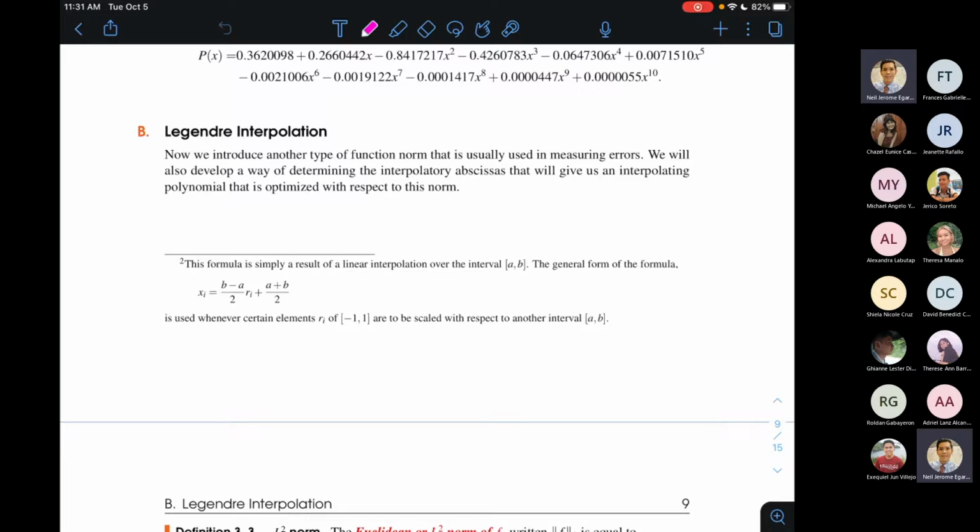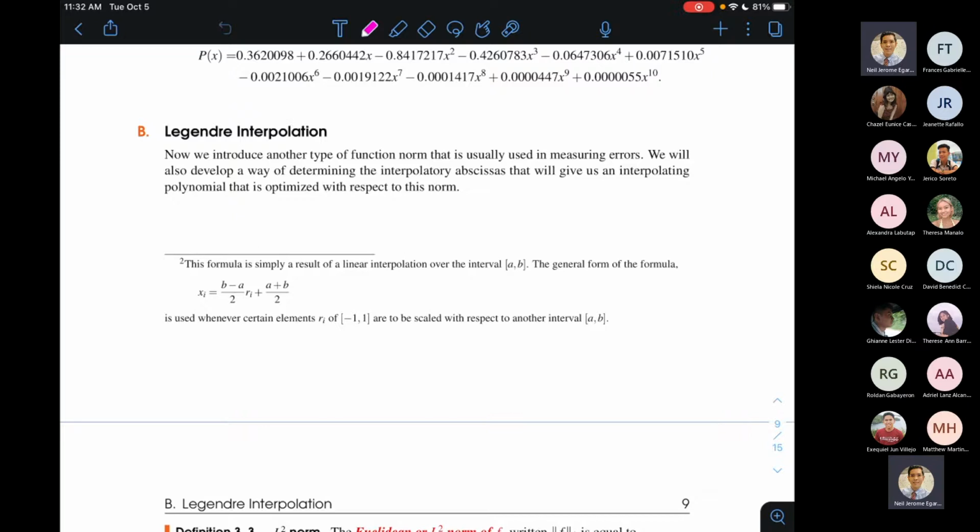Remember, the roots of the Chebyshev polynomials are the best interpolatory abscissas if you want to minimize the L infinity norm of your error, right? So now we'll be looking at another type of norm under which we want to minimize the magnitude of the error involved in the interpolation, and we will discover that again we can choose the interpolatory abscissas in such a way that the norm of the error will be minimized. Okay, and that's what we have here.